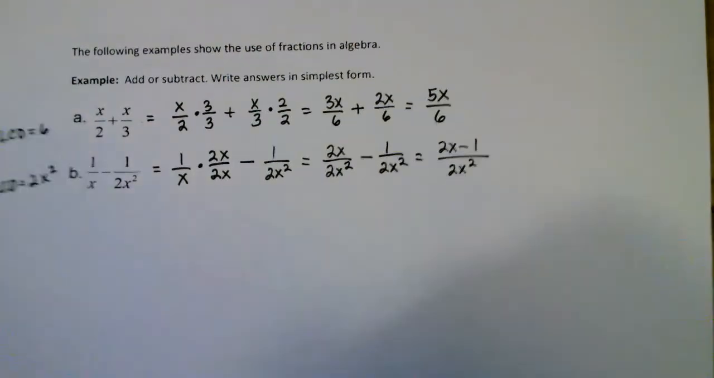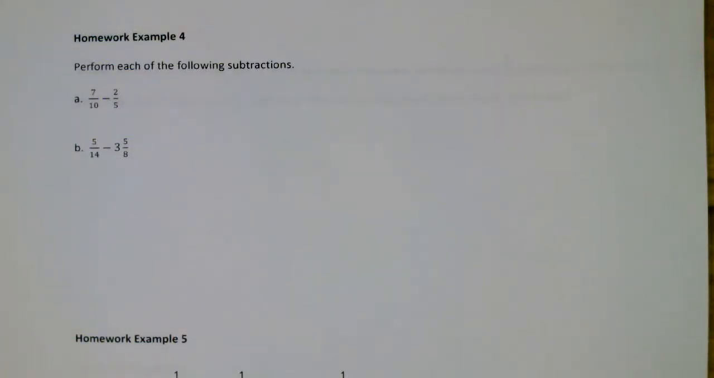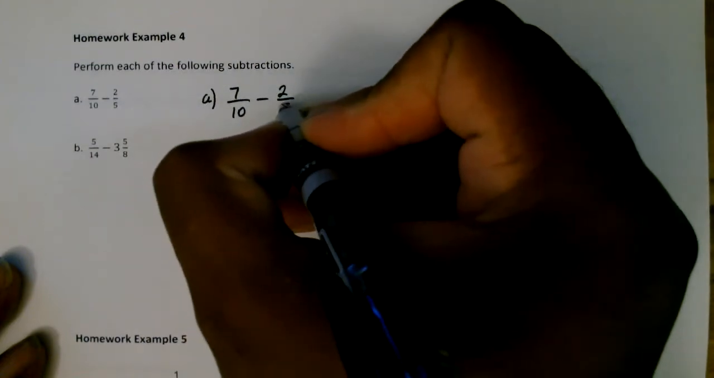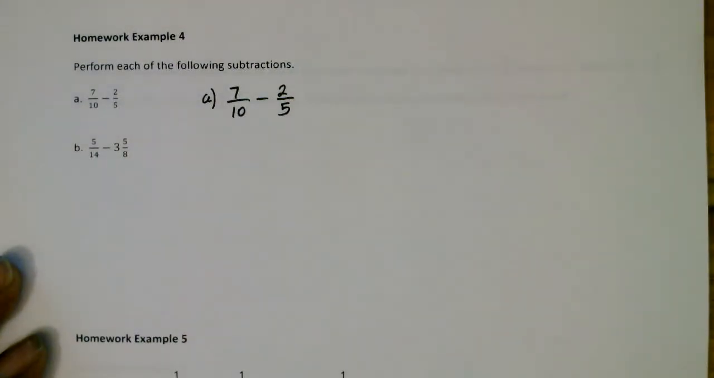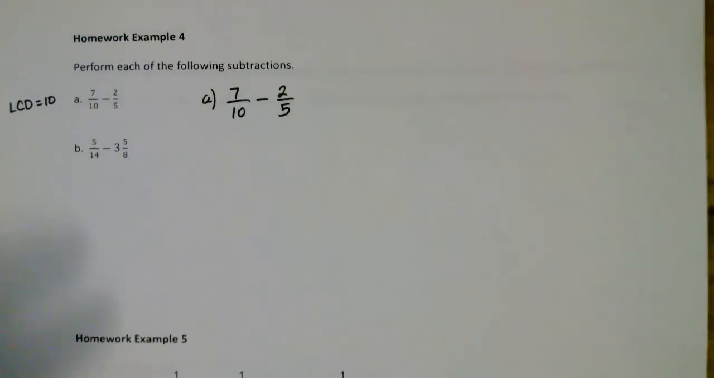Okay. All right, on the next page is just some homework examples that are related to subtracting whole numbers. Well, subtracting rational numbers, I should say. Here we got 7/10 minus 2/5 in part A. And in this case, I need an LCD for 10 and 5. Well, that LCD is going to be 10, because 10 is the smallest number that's divisible by itself and by 5.